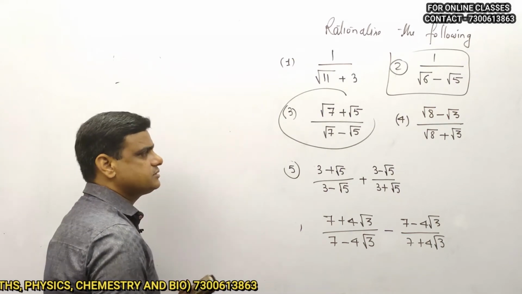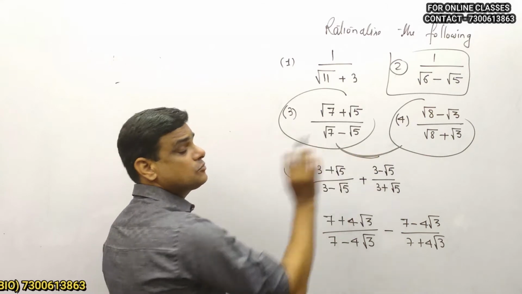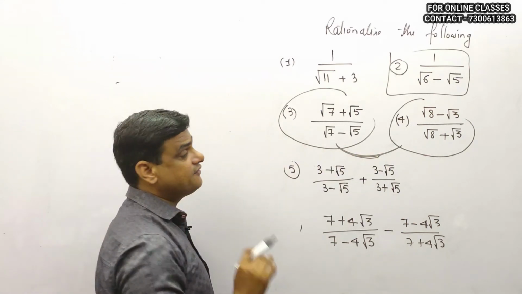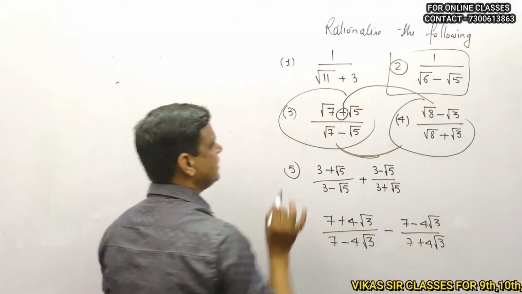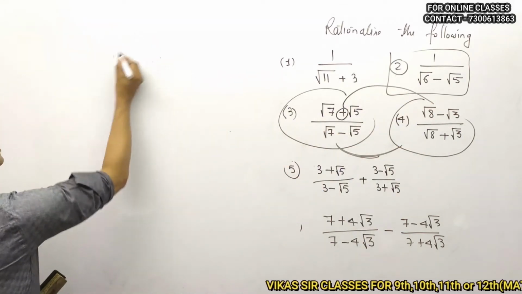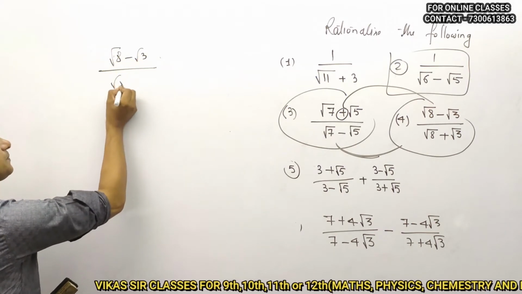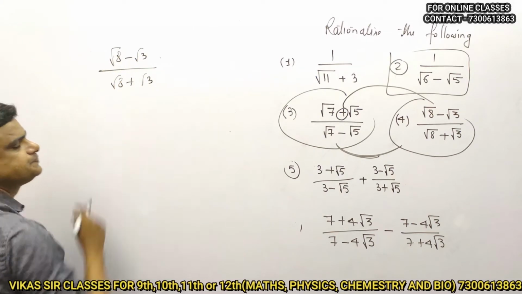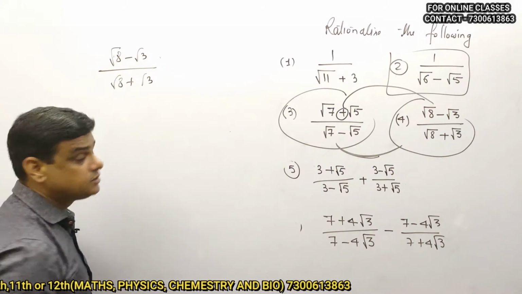The next question is this. These 2 are exactly the same question, but the only difference is of sign. Here the sign is plus and here the sign is minus. Now let's come. Root 8 minus root 3, root 8 plus root 3. Let's see this question. How to solve? You know this.